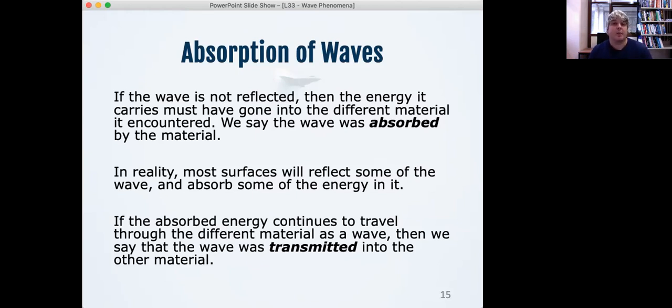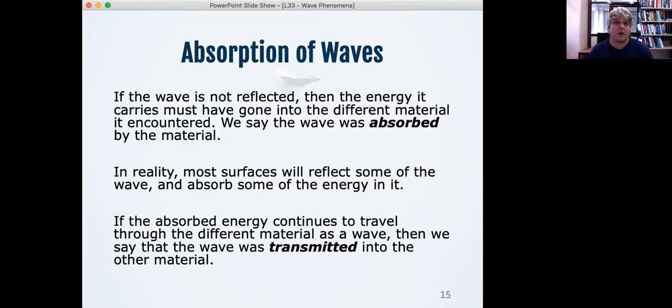In reality, most surfaces will always absorb some and reflect some. It's just the proportions that change. A very reflective surface might only absorb a few percent and reflect the rest. A very absorbent surface might absorb most of it, but it would still reflect a few percent. You're not usually going to get anything that is close to perfect. They can get very, very close.